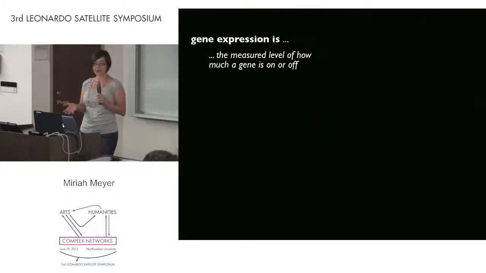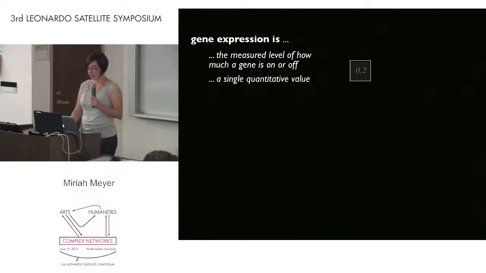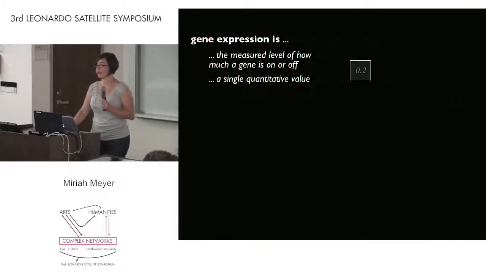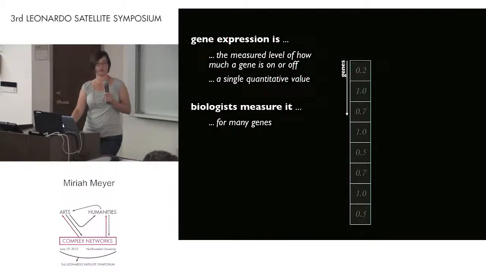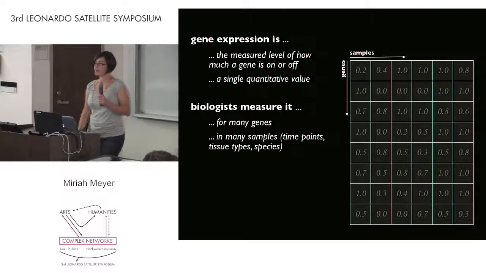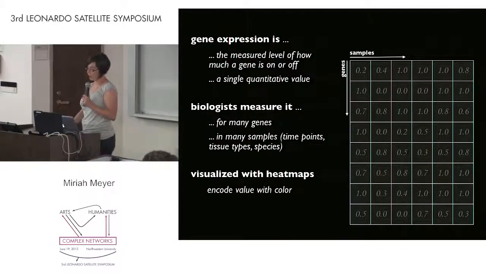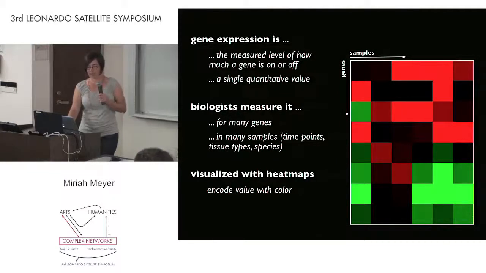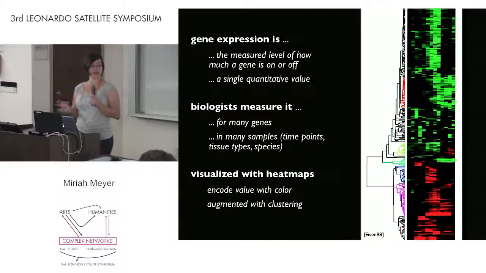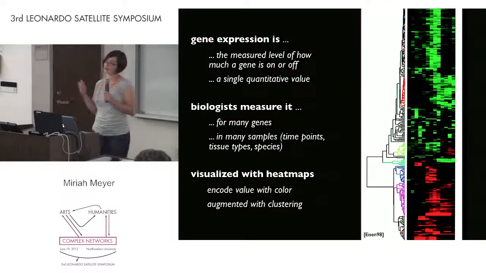So first, what's gene expression? Gene expression is basically just a measured level of how much a gene is on or off in a cell. It's a single quantitative value. Biologists tend to measure it for many different genes and in many different samples, where these samples can be different time points, different tissue types, different experiments, and so on. Now, in biology, this kind of data is nearly universally visualized using a heat map encoding, where you basically encode each value in this table with a color. And these heat maps are most often augmented with clustering algorithms to try to pull out trends and patterns in the data.